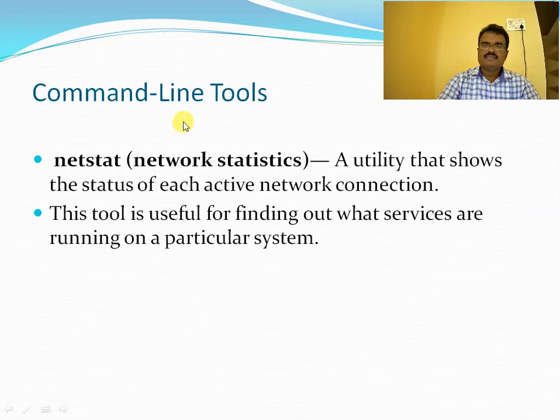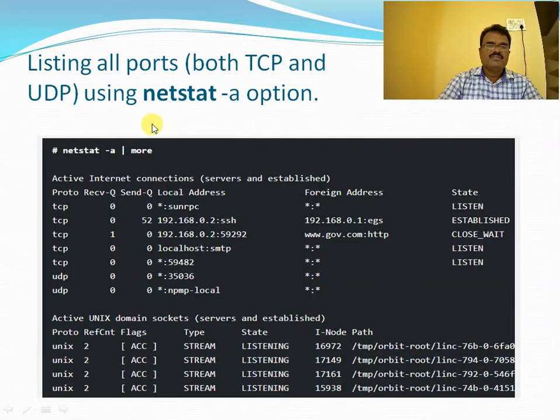Next command line command is netstat, nothing but network statistics, a utility that shows the status of each active network connection. This tool is useful for finding out what services are running on a particular system. So here we can list all ports, both TCP and UDP, using the netstat -a option. Here we are using the netstat -a option.